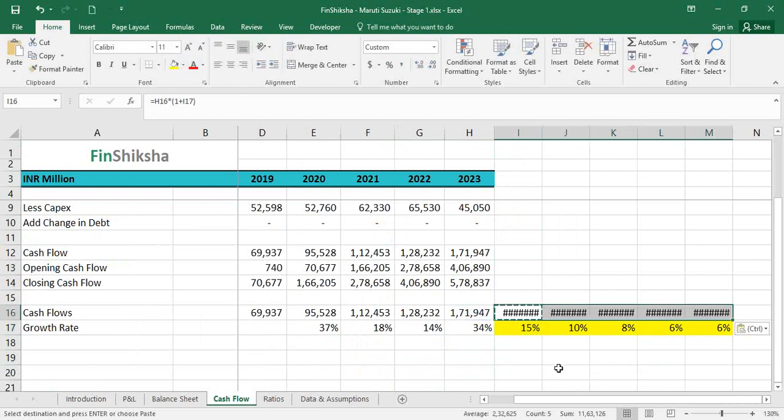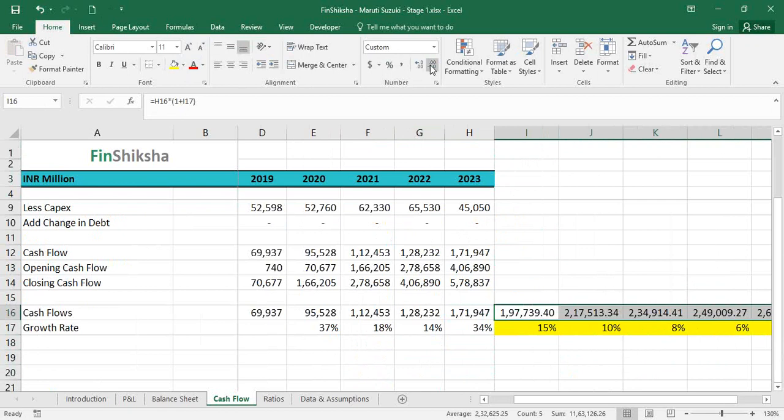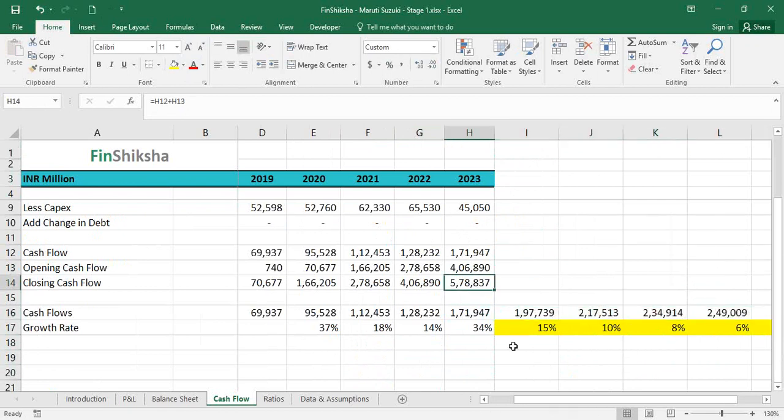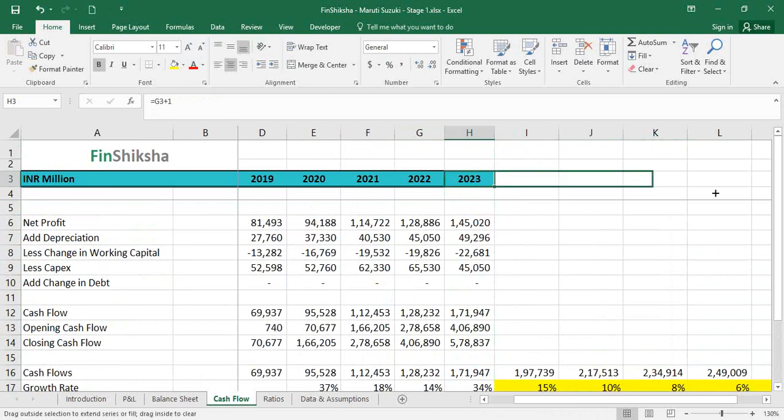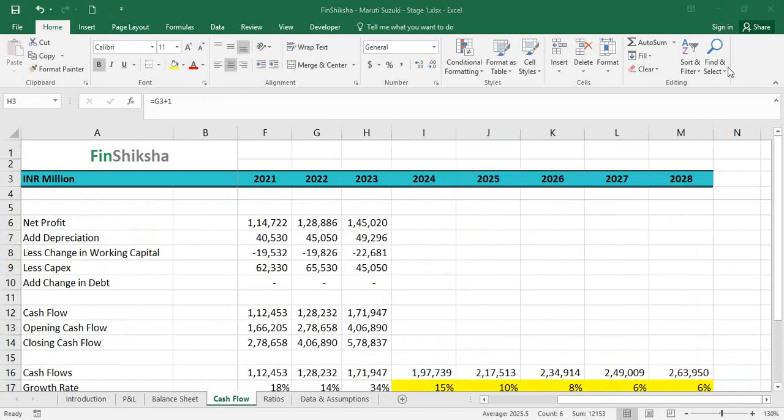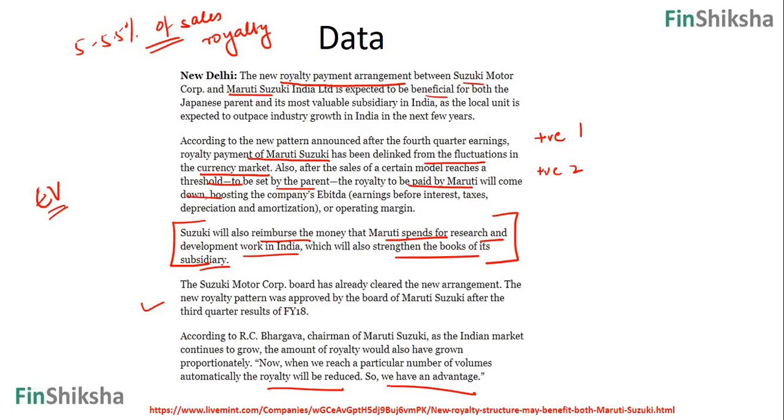You drag it further and take it there. That's your total set of numbers, and I have projected this number till 2028. Now, beyond this year, you're going to see the terminal calculation. You assume that this is a going concern, so you're going to see a terminal value calculation. I'll quickly show you how you look at the terminal value calculation.